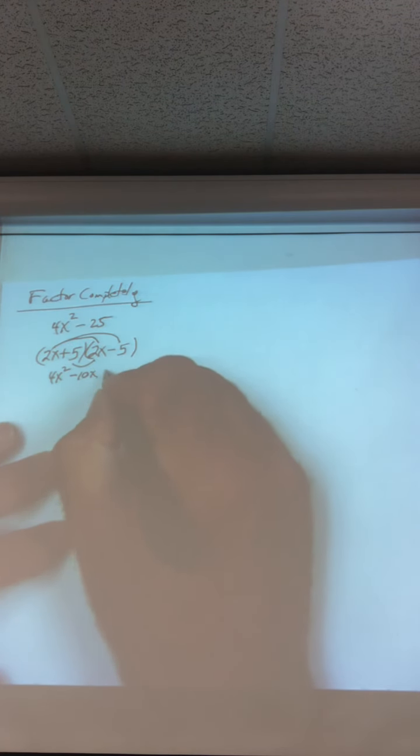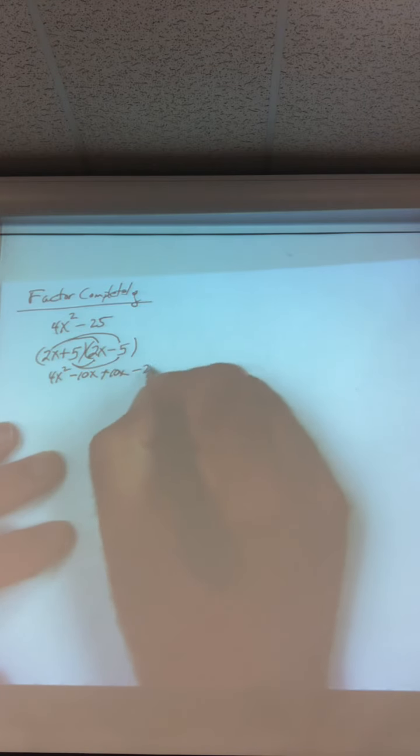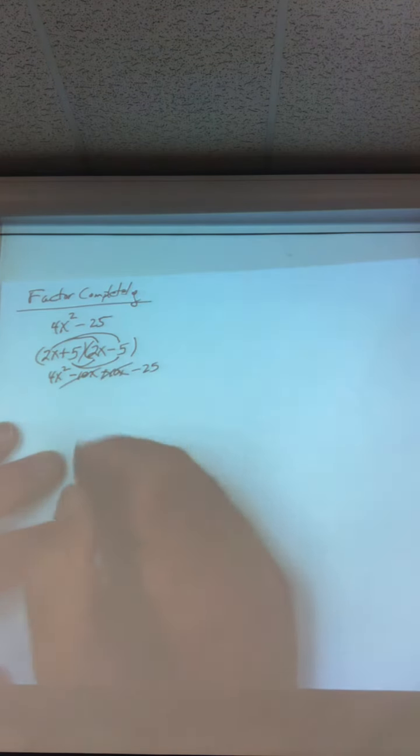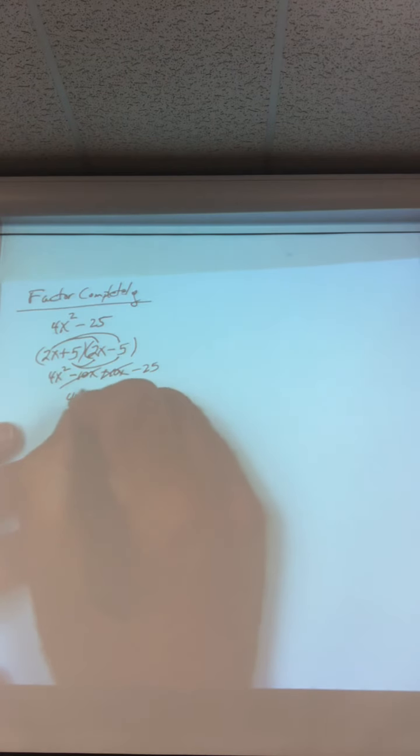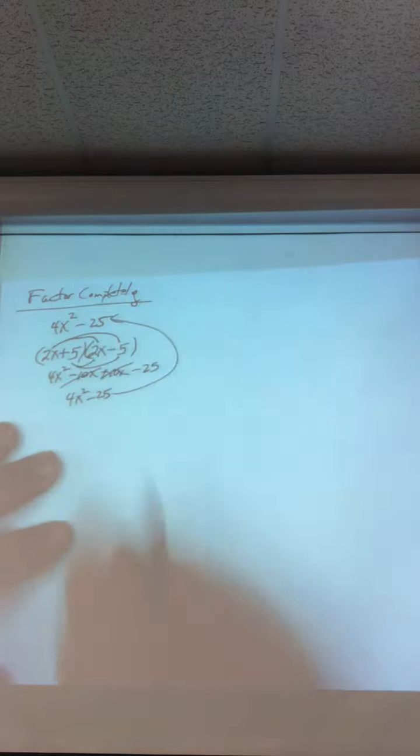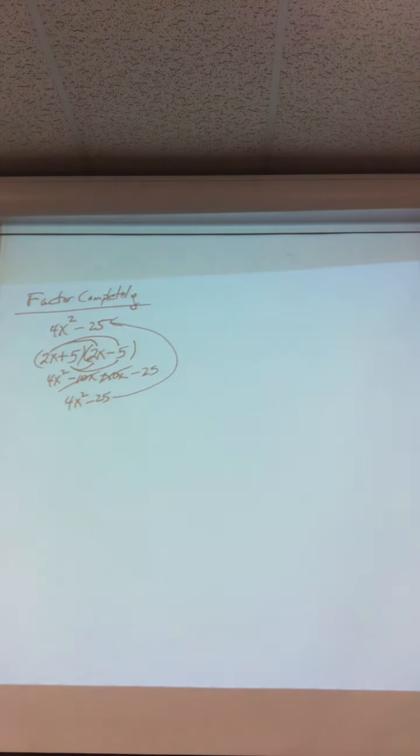Now, let me show you that this works. Let's FOIL it out to check it. 4x squared minus 10x plus 10x, look at that, and then minus 25. The 10x's add out, and that takes me right back to where I started. That's how you factor the difference of two perfect squares.